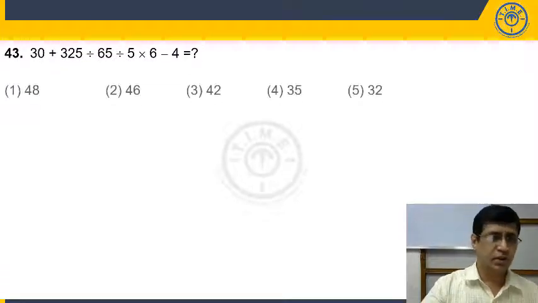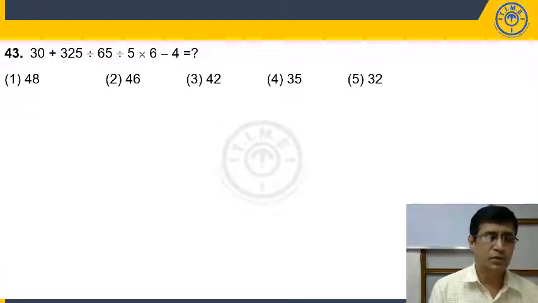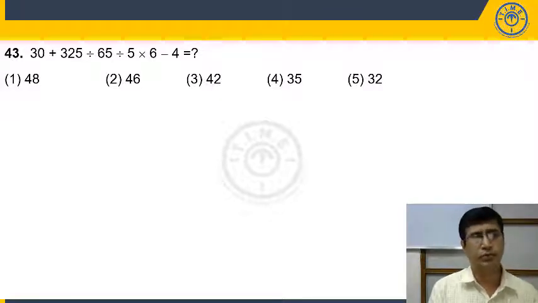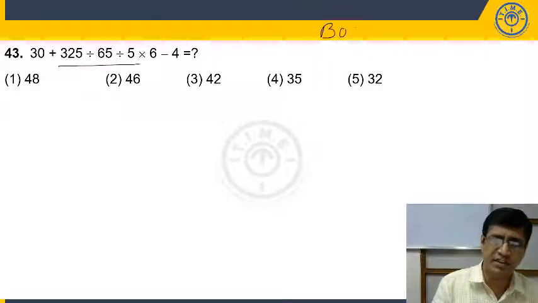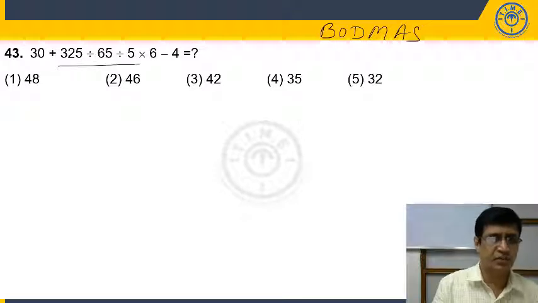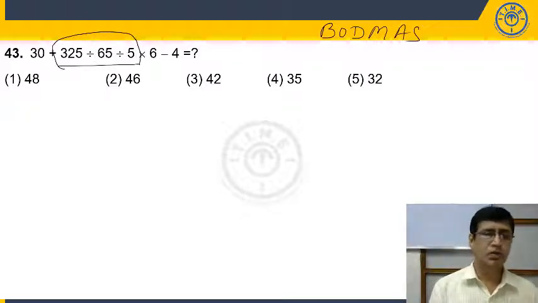Look at the next example on your screen. 30 plus 325 divided by 65 divided by 5 into 6 minus 4. So first, we need to solve this part. All the mathematical operations we need to answer just by using the BODMAS rule. So first simplify this, then add the remaining values.